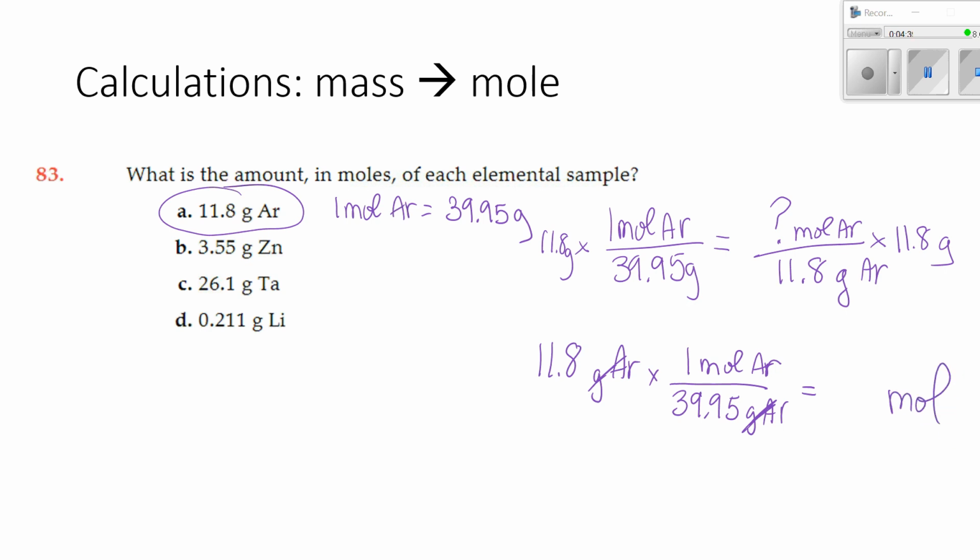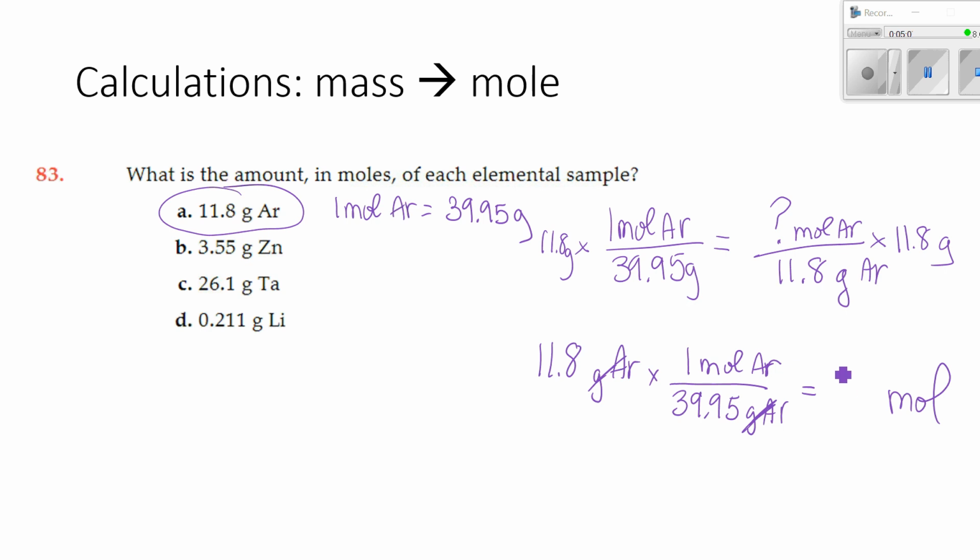So I'm going to plug this in my calculator, 11.8 divided by 39.95. And before I write down an answer, I encourage you to always do a little bit of mental math, check your answer for reasonableness. I know 1 mole is 39 grams, and I only have 11.8 grams, so I seem to have less than a mole. So you always want to do some mental math because sometimes we make mistakes plugging things in the calculator.